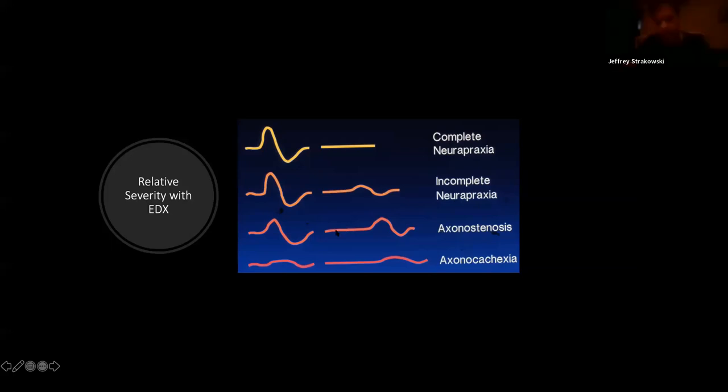If we have axonal loss, then we're going to have small responses on both sides, and that distinguishes axonal loss. And that's what's nice about electrophysiology. There's really nothing that distinguishes a complete neuropraxic injury from an axonal injury other than electrophysiology, until we get into things like muscle atrophy and things like that.